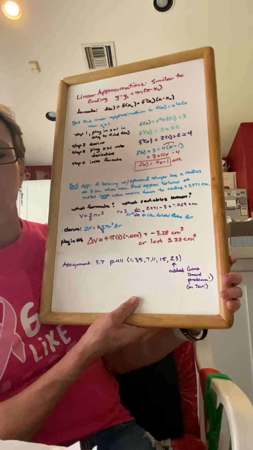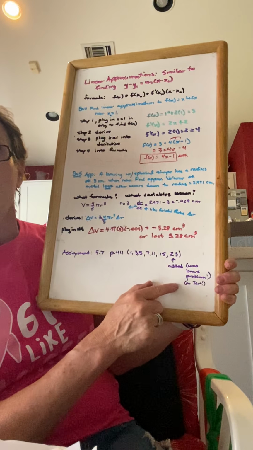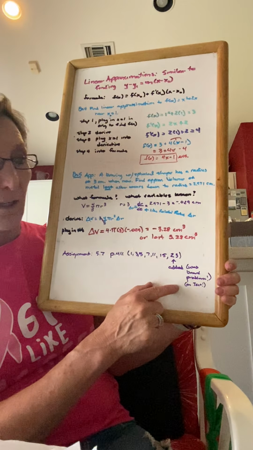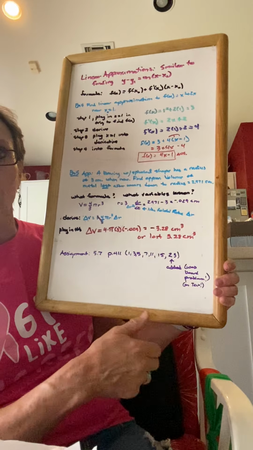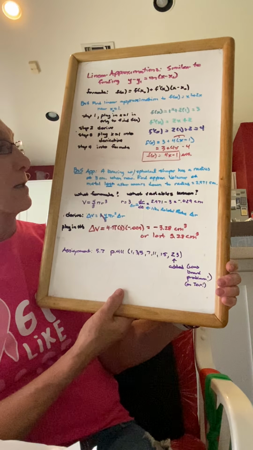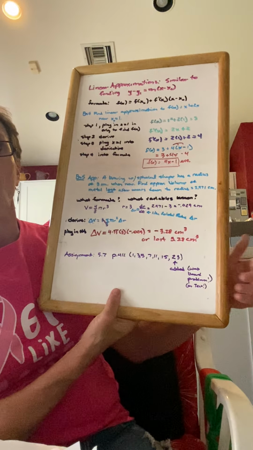Okay, here's the deal. Here's your assignment, 5.7, page 411, 1, 3, 5, 7, 11, 15, and I added 23 because it was your board problem. Why did I add it? Because it's on the test, so you need to know it. This one's very similar to the word problem you just did here in example 5, so that's why you need it.